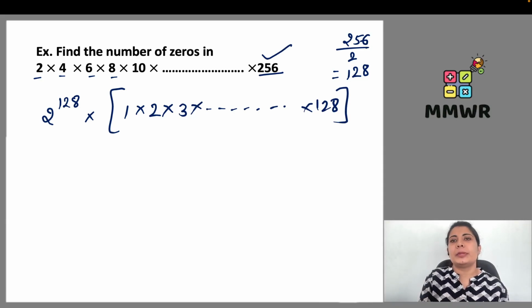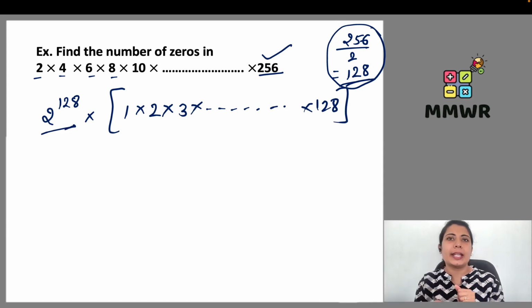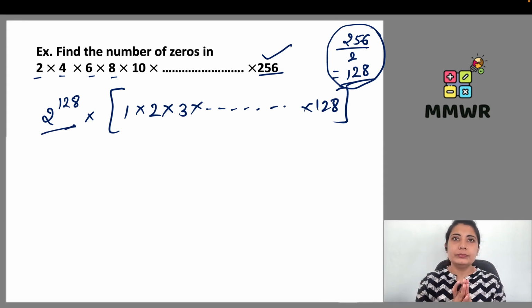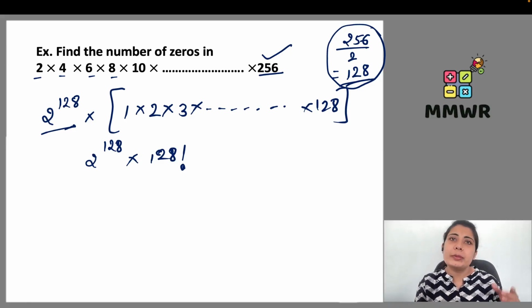First I will divide the last number by 2, and whichever number comes, I write it commonly as the power of 2: 2 power 128. And then in the bracket I will have the non-common part, as the product from 1 till 128, so 1 2 3 4 5 6 till 128 will be multiplied together. So 2 to the power 128 multiplied by 128 factorial.